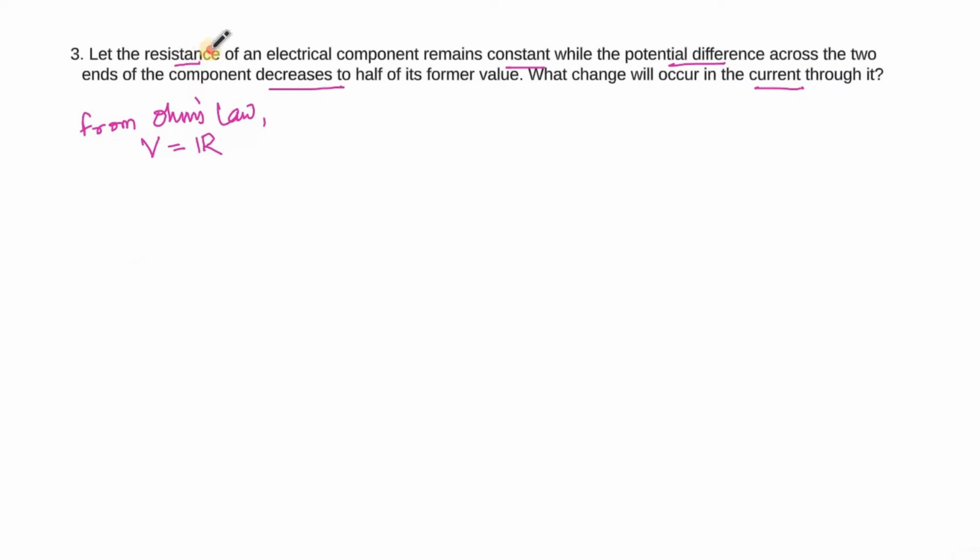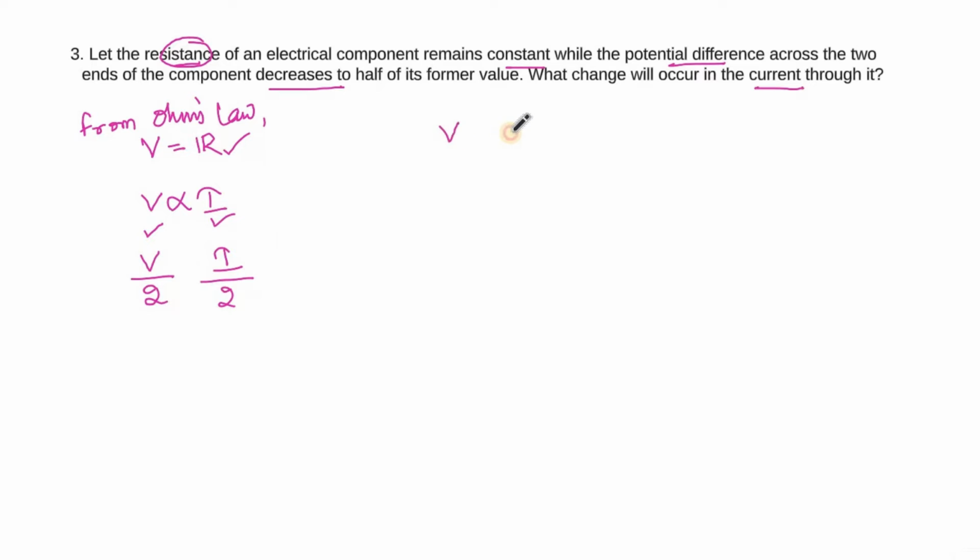Now it's saying that the resistance of the conductor remains constant. So here if we keep the resistance constant, V will vary directly as the current, that is, potential difference will vary directly as the current if the resistance of the conductor is kept constant. Now since current varies directly as the potential difference across its ends, if the potential difference reduces to half of its value, the current also will decrease accordingly to half of its value. How? Let's solve this through this equation.